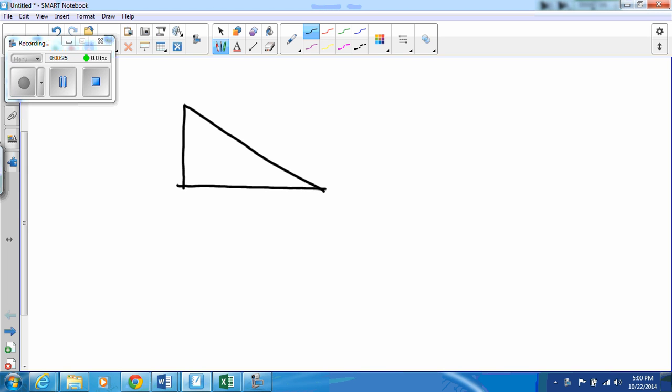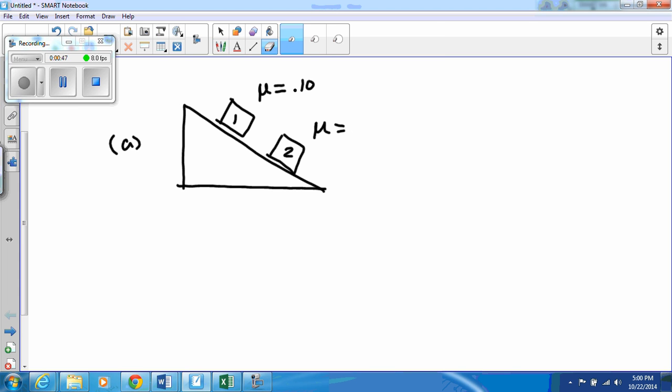What we have here in part A are two separate blocks that are not yet connected by the string. The connection with the string doesn't happen until you get to part B. And just for the fun of it, they gave us two different coefficients of friction for the two different blocks. In real life, that would happen if the blocks are made out of different materials.